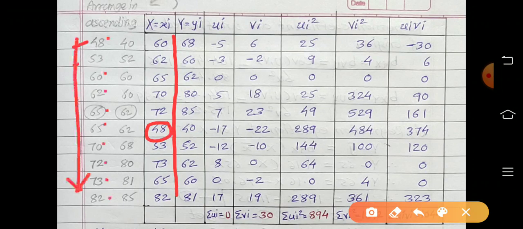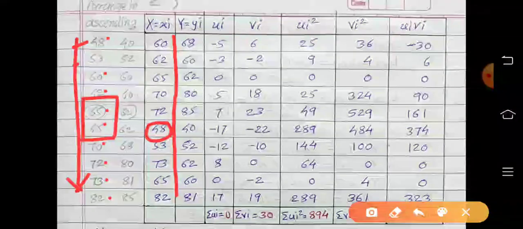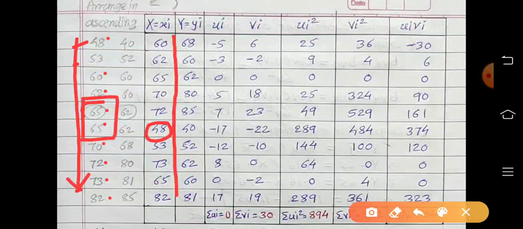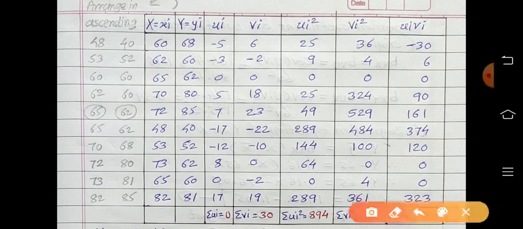Which values are in the middle? These two values are in the middle. Which value comes first? That is 65. So that value is selected. In the same way for the variable y, all values are arranged in ascending order, and then there are two values in the middle. We take the first value, that is 62. Suppose here 62 and the next value is 65 at this place. So we take the first value, that is 62. Clear? In this way you remember.